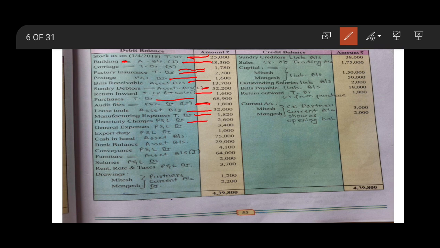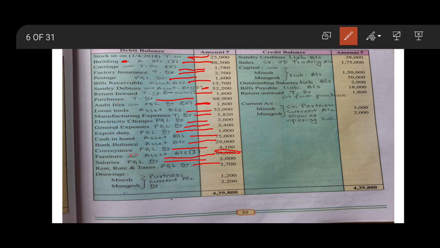Electricity charges, this one, profit and loss debit side. General expenses, profit and loss debit side. Export duty, profit and loss debit side. Cash in hand, balance sheet asset side. Bank balance also balance sheet asset side. Conveyance is nothing but traveling expenses, profit and loss account debit side. Now this furniture carries adjustment, so furniture goes to asset side of balance sheet in the inner column. Then salaries, profit and loss account debit side.